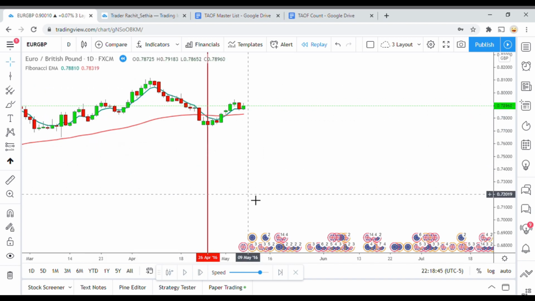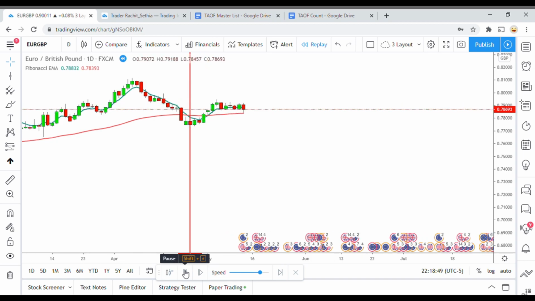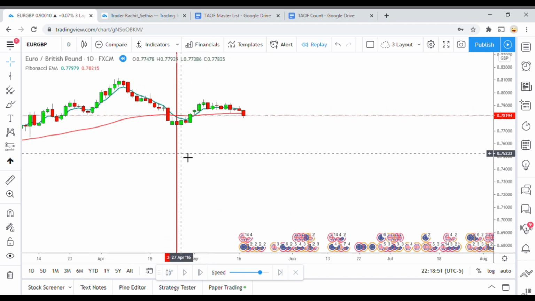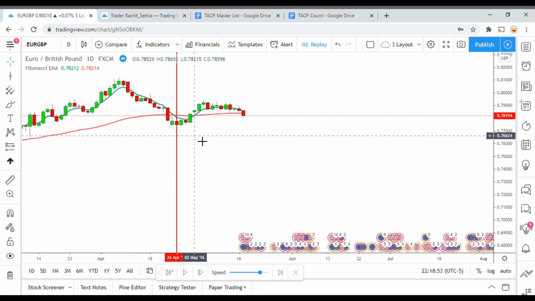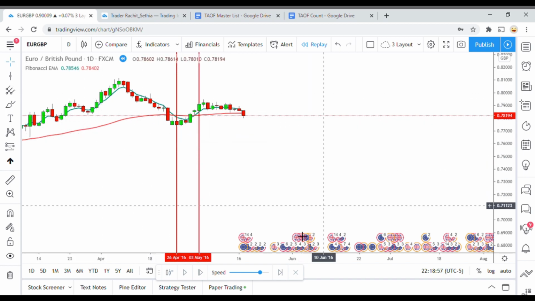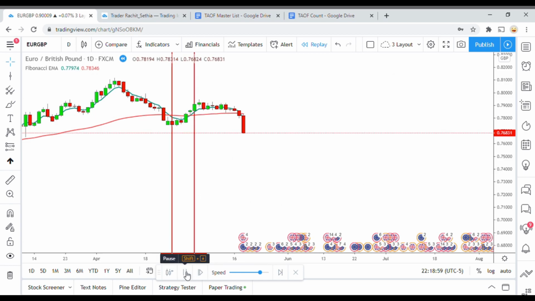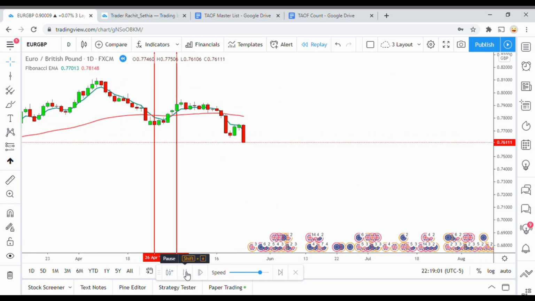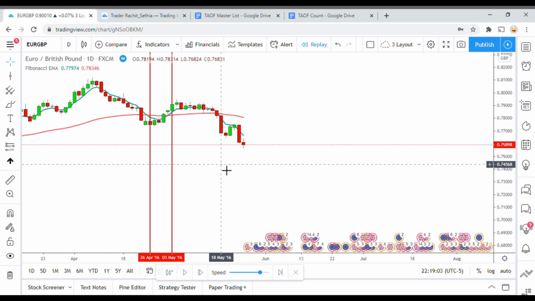there's our first signal there. That one did not work out in our favor. It crosses back above over here. That one also did not work out in our favor. Then it crosses down there.